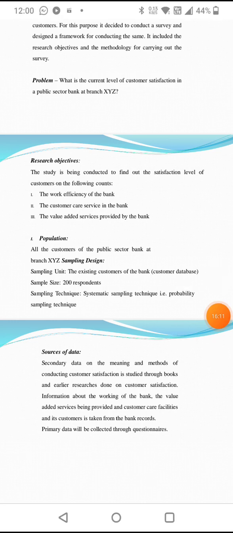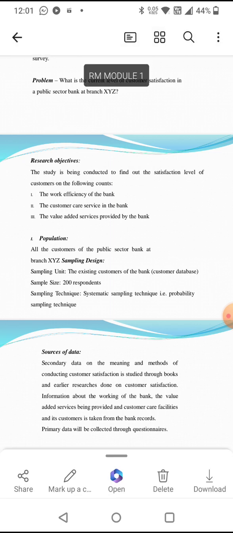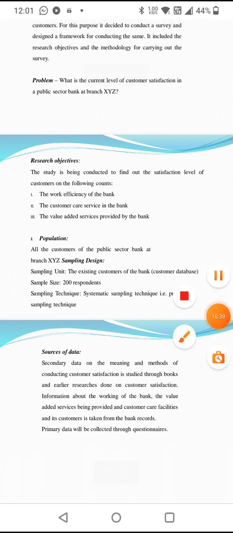After the sampling technique, next is the sources of data. So what are you going to include in sources of data? It might be secondary data on the meaning and methods of conducting customer satisfaction, which will be studied through books and earlier researches done on customer satisfaction. Information about the working of the bank, the value added services being provided and customer care facilities and its customers is taken from the bank records. And primary data is also there, which is collected by a direct questionnaire, through the existing customers or existing employees in the bank at present.